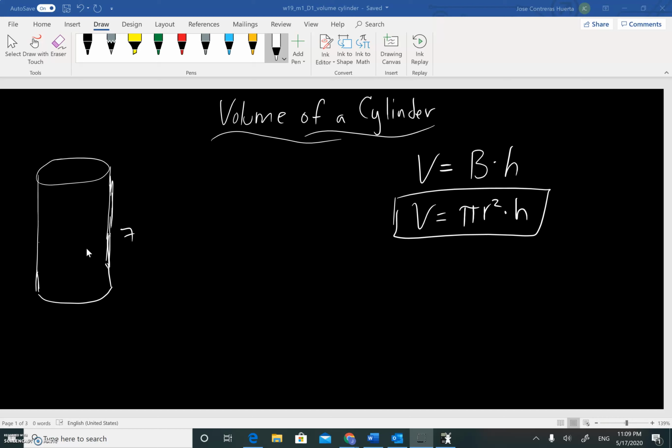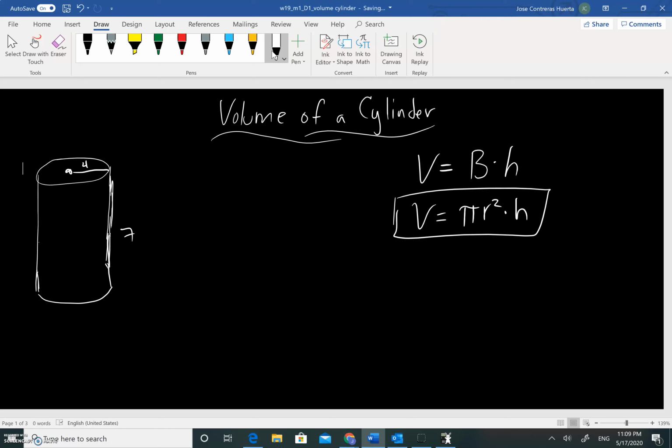As you can see, the number 7 stands for the height, but another thing that is important in a cylinder is the radius. So I'm going to write it here. This is my center, and remember, the radius is a line segment from the center of the circle to a point on the circle. So let's say that my radius is 4.